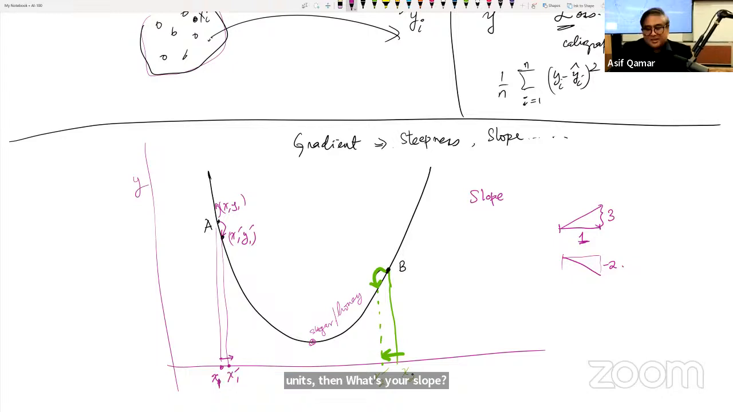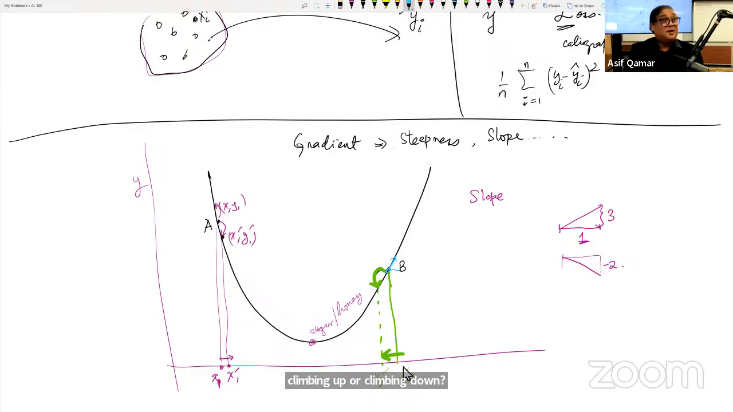Does that make sense? So now let's observe this point. At this point, if you move, and you always look at slope by going in the positive direction. So if I move unit this, am I climbing up or climbing down?